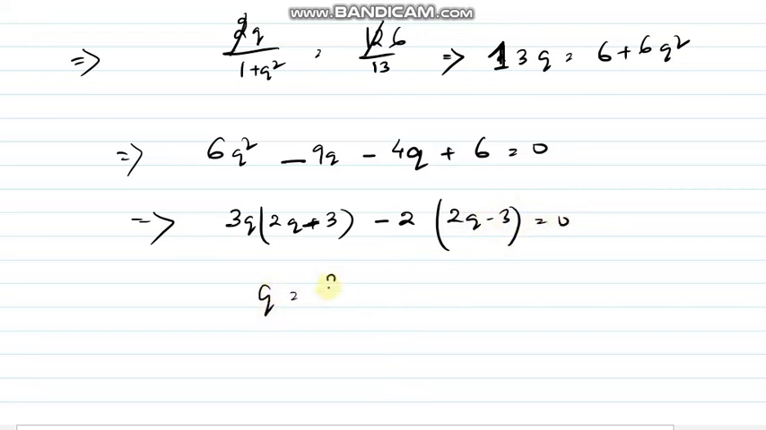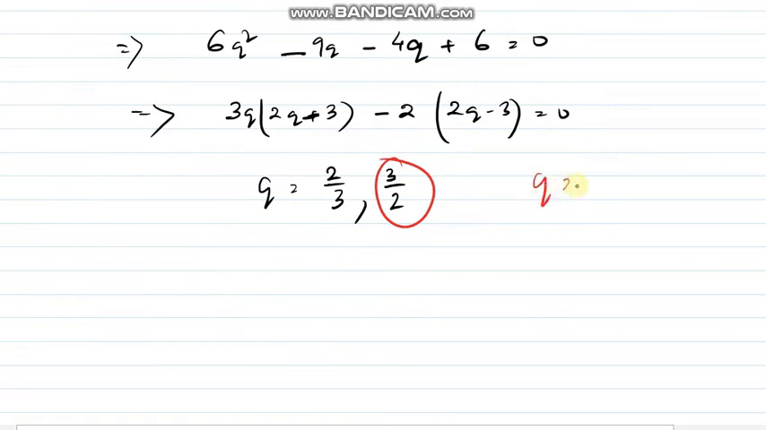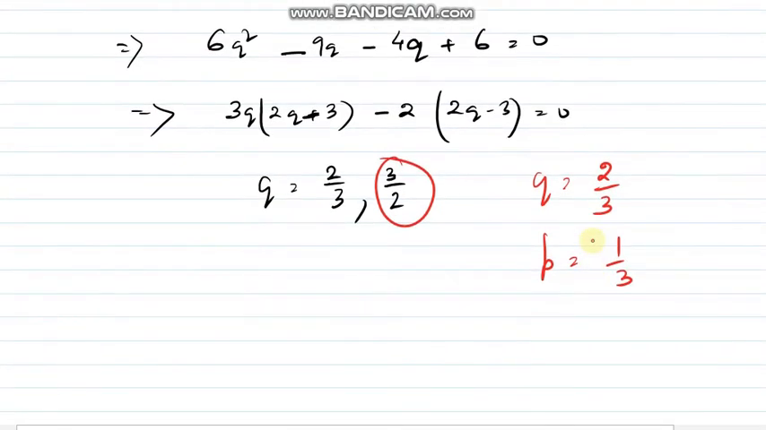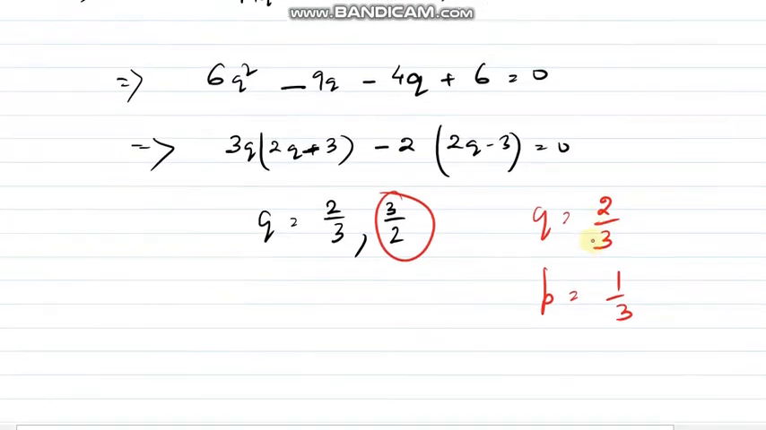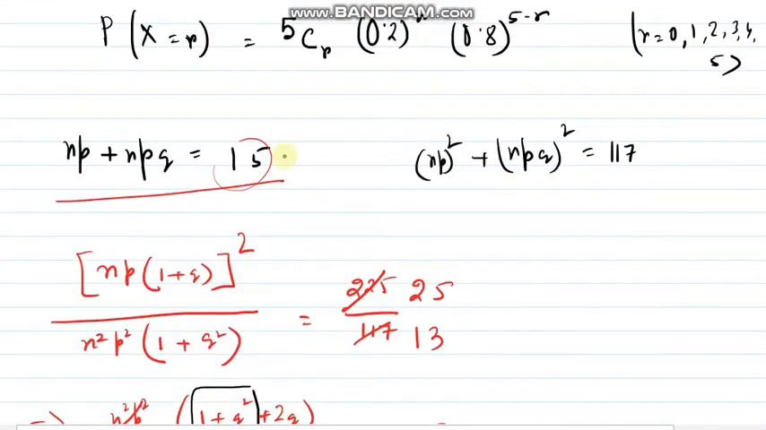So the value of q will be 2 by 3 and 3 by 2. Tell me, 3 by 2, is it possible to be more than 1? No, right? So the value of q will be only 2 by 3, hence p will be 1 by 3. One more thing, we have this value np plus npq is 15.